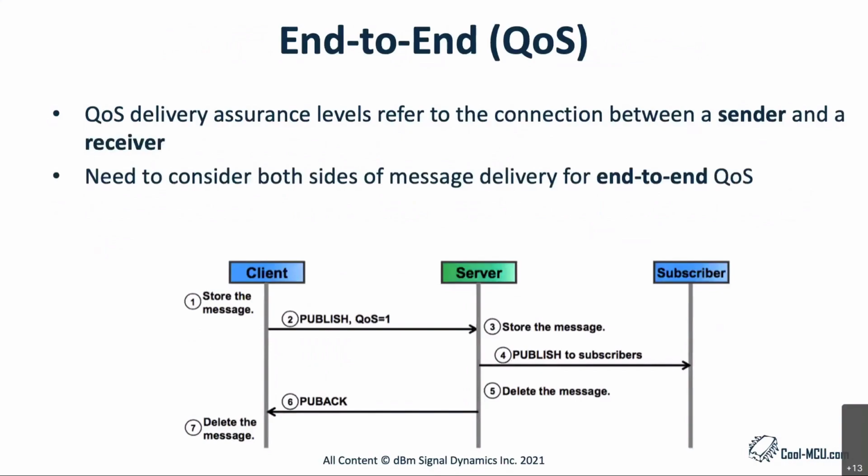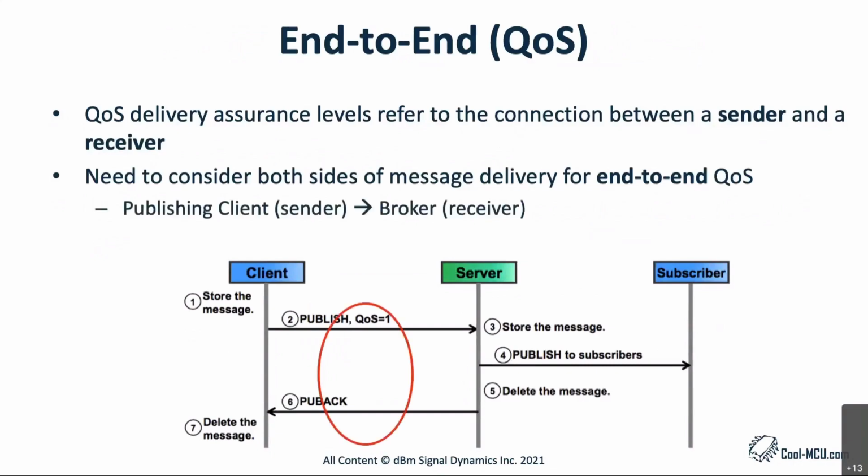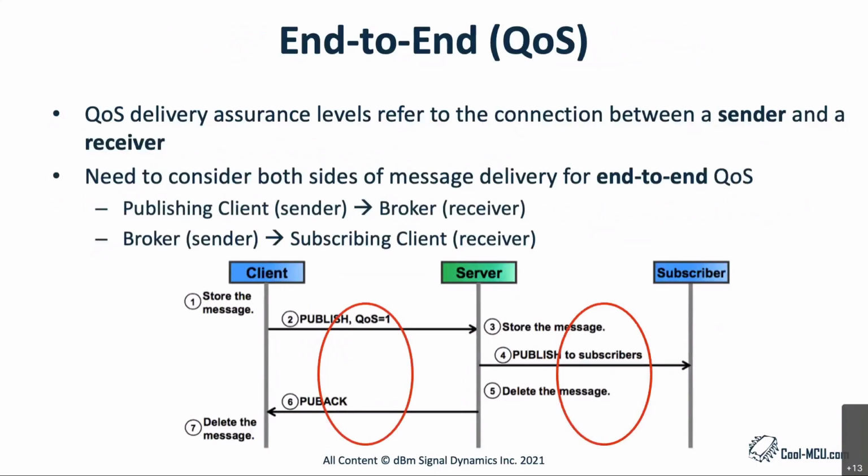QoS delivery assurances in MQTT are concerned with delivery between a sender and a receiver. So there are 2 cases that present themselves. There's message delivery from the publishing client to the broker, and then message delivery from the broker to the subscribing client. For end-to-end quality of service, you need to consider both sides of the message delivery. We will look at the 2 sides of the message delivery separately because there are subtle differences between the 2.